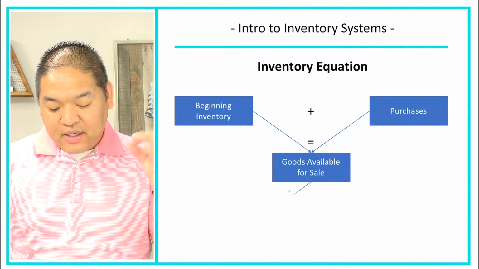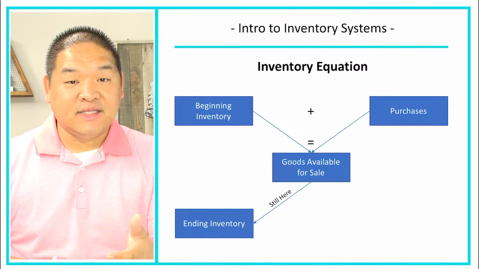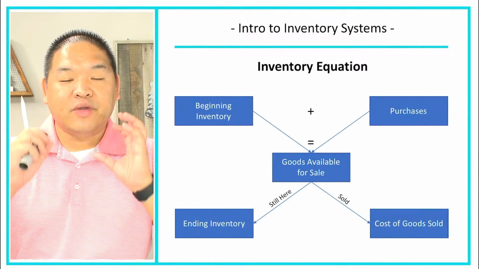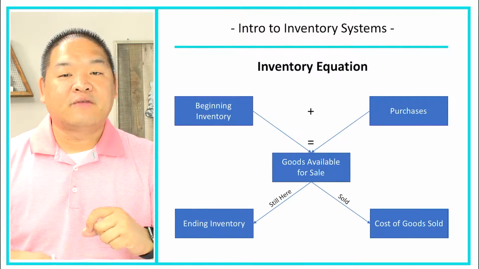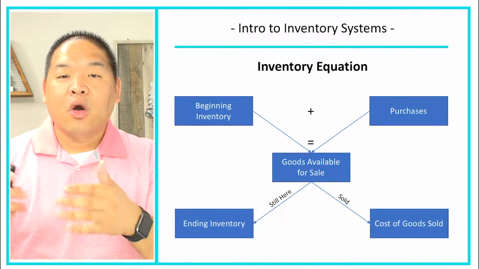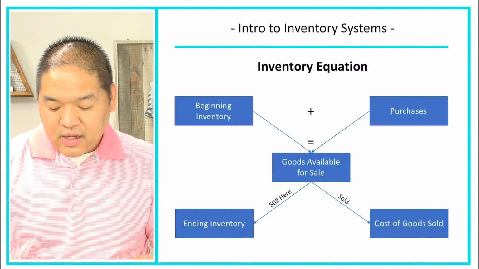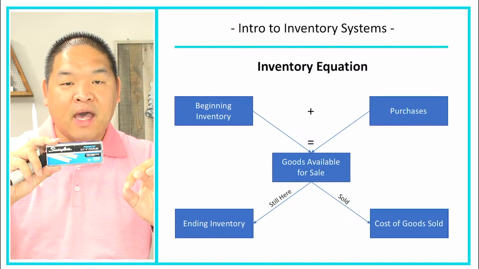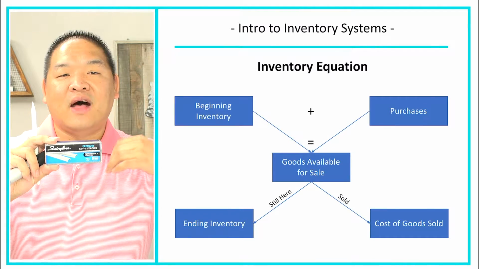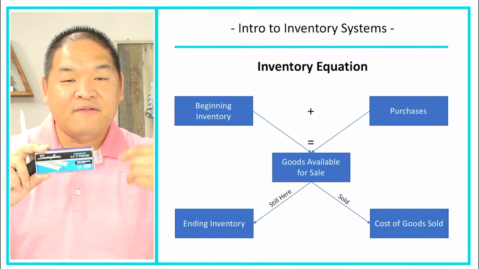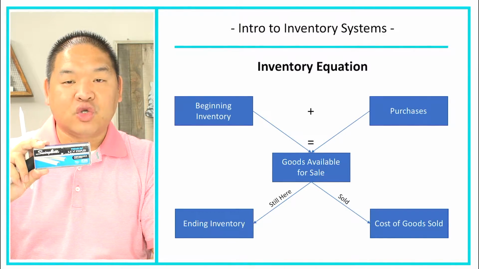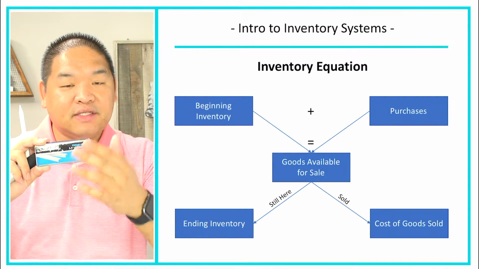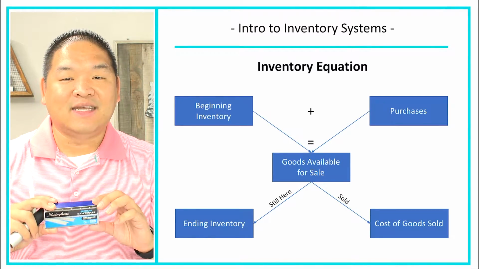Now, what happens with those goods once we have possession of them? Well, they can either still be in ending inventory, or they can be sold, cost of goods sold. So once we have goods available for sale, we either have sold it, and it goes to cost of goods sold, or it doesn't sell, and it goes to ending inventory. If we have 1,020 goods available for sale, and we sell 500 of them, then 500 would go to cost of goods sold, and 520, what's left over of the 1,020, would go to ending inventory.